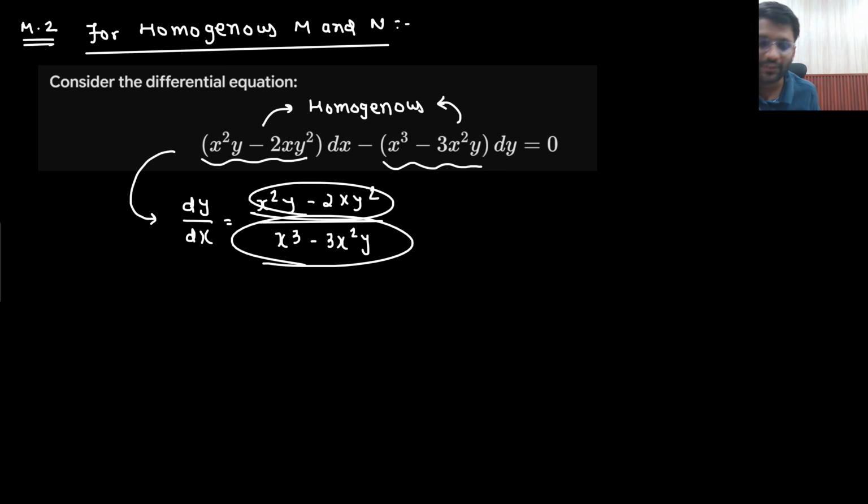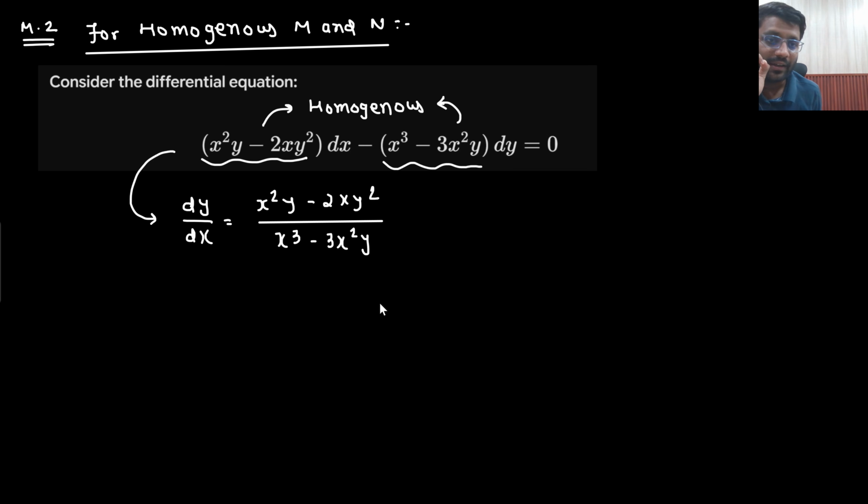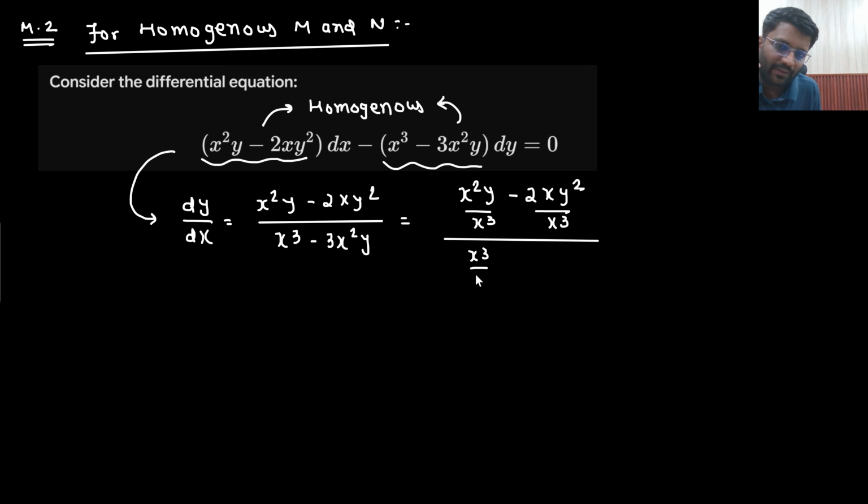This is also a homogeneous function of order 3. Now what I do is on the numerator and denominator I am dividing with x cube. Why I am doing so, you will understand. On numerator and denominator I am dividing with x cube. Then x cube divided by x cube minus 3x square y divided by x cube.